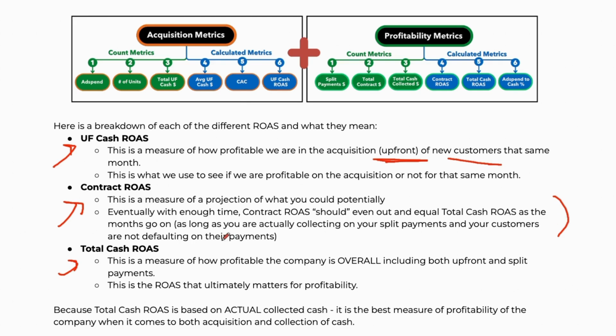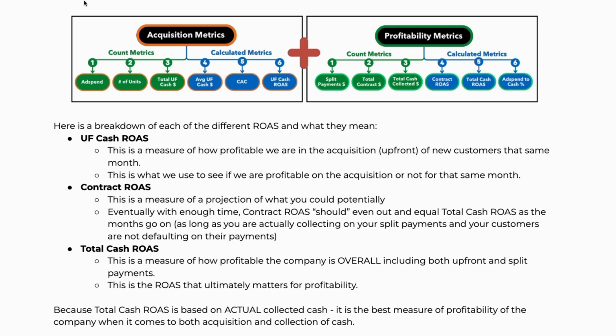And then total cash ROAS, this is a measure of how profitable the company is overall, specifically around ads, but this time it's including both the upfront and the split payments. So this is why ROAS is what ultimately matters for profitability when it comes to ads. Because total cash ROAS is based on actual cash collected, it is the best measure for profitability when it comes to ads for the company, for both acquisition and total cash collected. And remember, we're saying profitability specifically on the ads side of things. Of course, when we get into accounting and finance, there are other metrics around profitability.